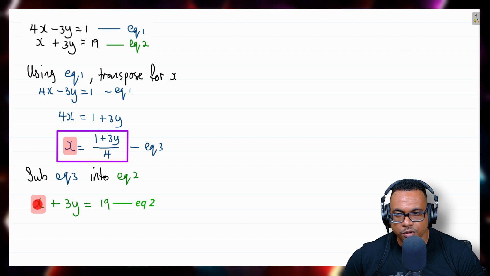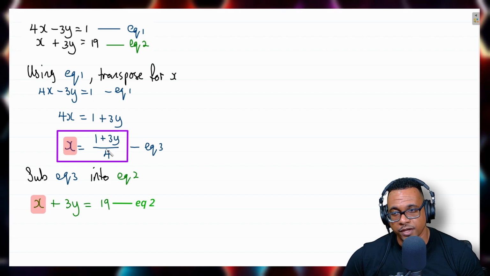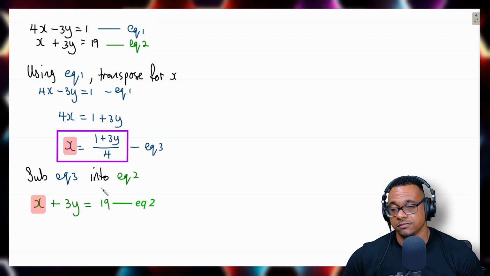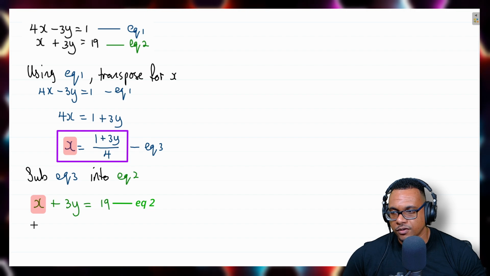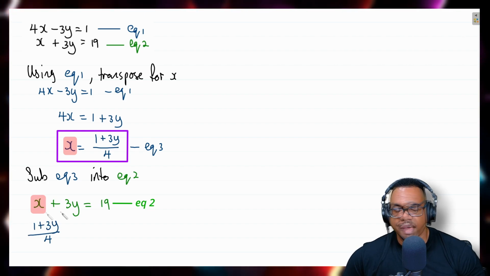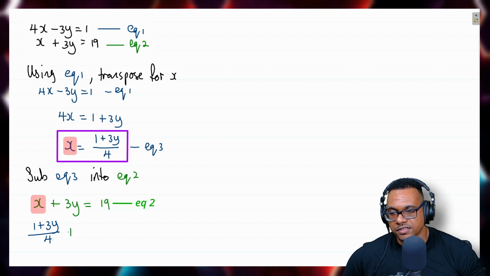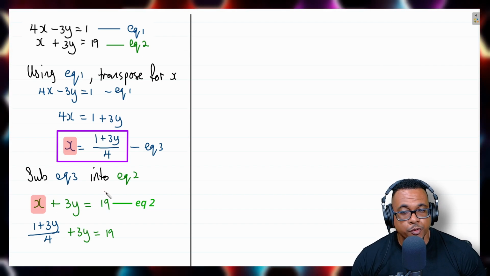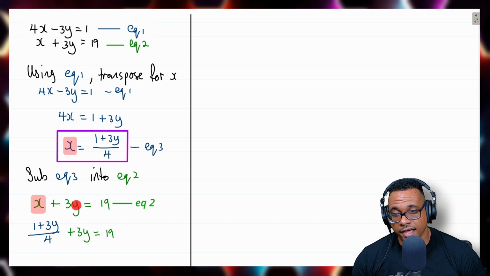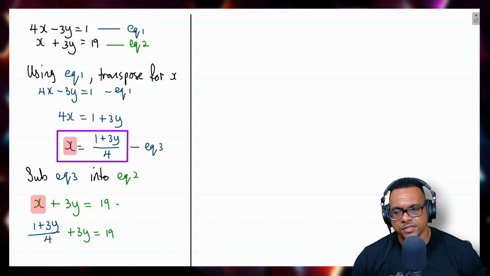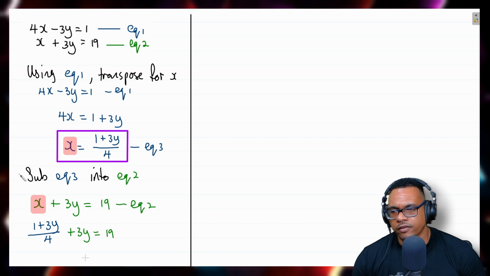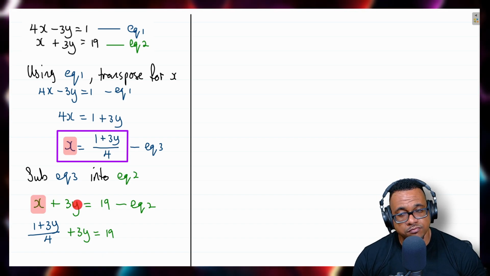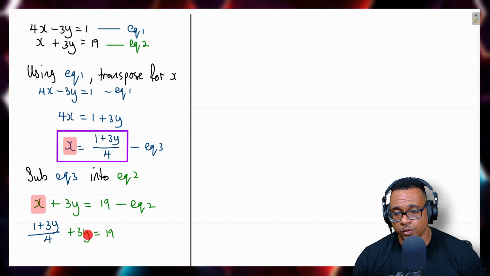So this x here, we're going to replace it with the 1 plus 3y over 4 because that is what x is equal to. So where I have the x, I'm going to put 1 plus 3y over 4. That's the x. And the remainder will be the positive 3y is equal to the 19. So I'm going to write the positive 3y is equal to 19. Now notice we went from having two variables, x and y in equation 2, to only having one variable, just y alone.